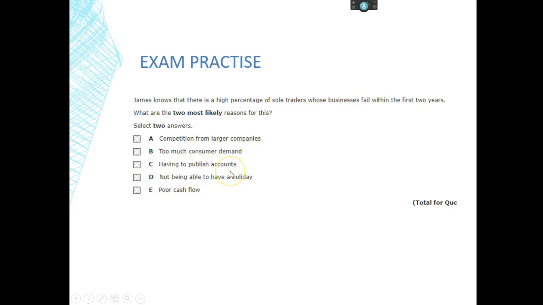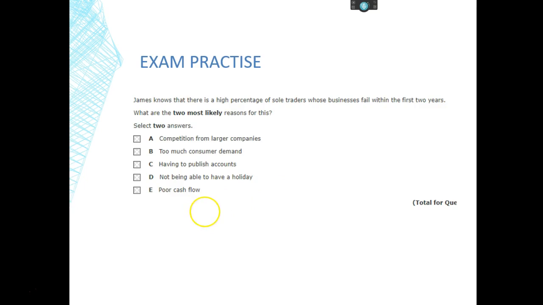Having to publish accounts. If a business publishes its accounts, could that cause it to fail? Well, yeah, it probably could. Maybe competitors might find out about them. So I'll put a little question mark there. Not being able to have a holiday. Is that likely to cause my business to fail? Probably not. It might make me annoyed, but it's not likely to cause my business to fail. So I'll put a little cross there.